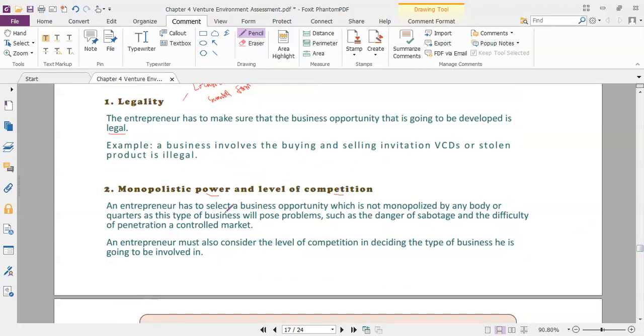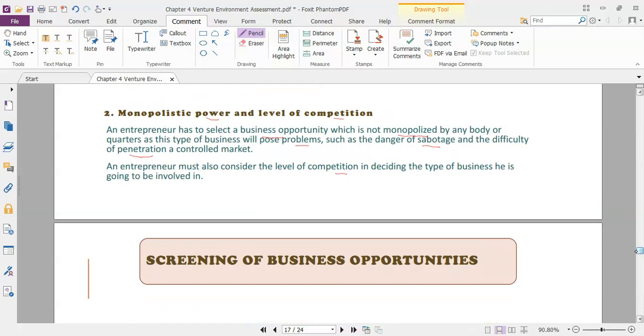An entrepreneur has to select a business opportunity which is not monopolized by anybody or quarters, as these types of business will pose problems such as the danger of sabotage and the difficulty of penetration of controlled market. An entrepreneur must also consider the level of competition in deciding the type of business he is going to be involved in.